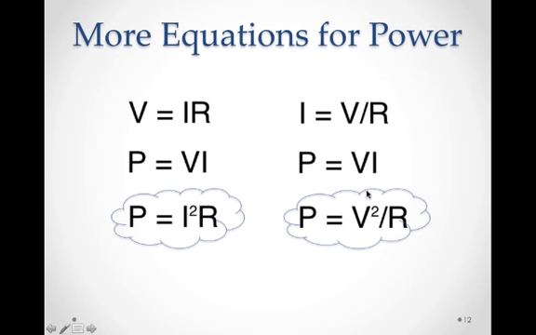And then if we don't know the current but we know the voltage, we can use Ohm's Law. I is equal to V over R, and plug that in for I here, and we would get another equation, P is equal to V squared over R. So this one's useful if you don't know the current, but you know what the voltage is.